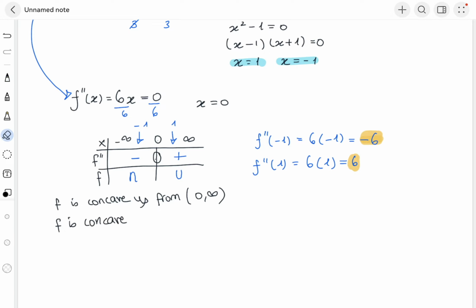Now, as we had a maximum and minimum in the first derivative test, here we have something called a point of inflection.